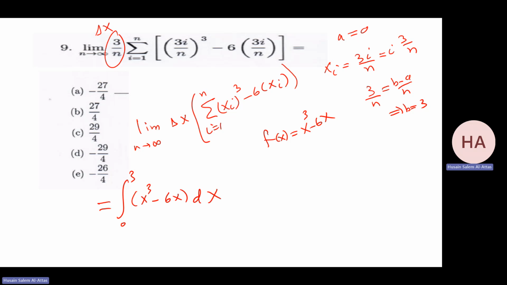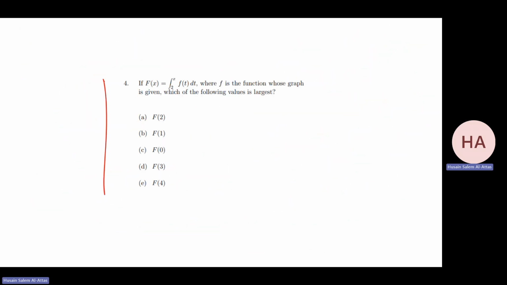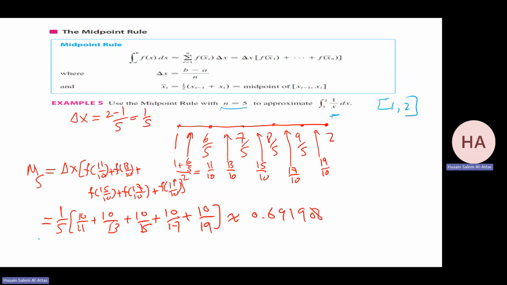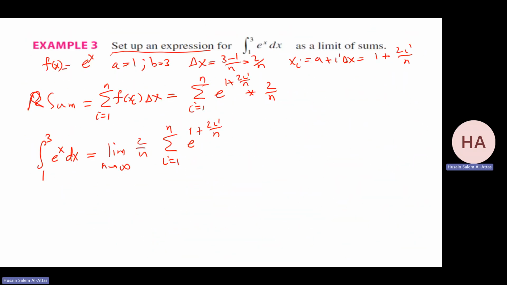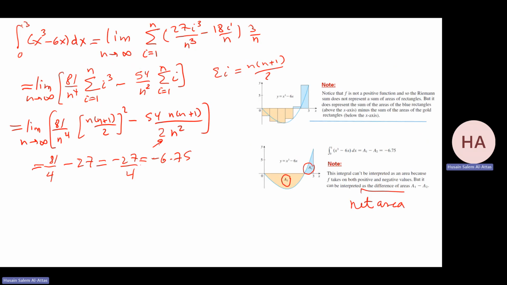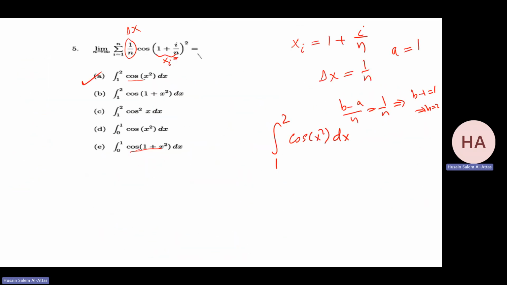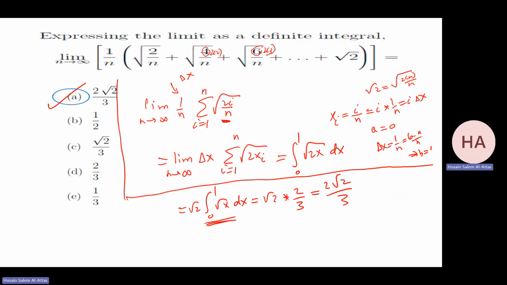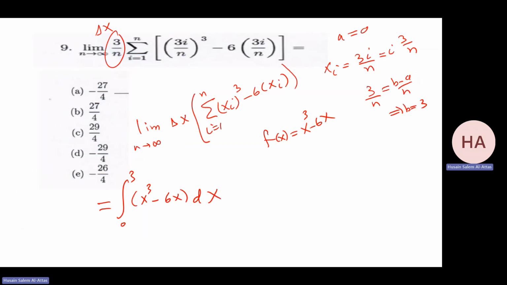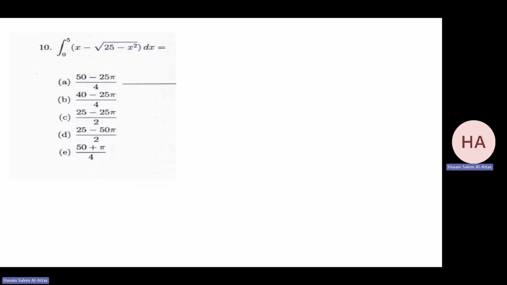By the way, we did it before, and the answer was found using this Riemann sum. But actually, in 5.4, we'll do it easier than that. Yeah, we did it somewhere, and we get minus 27 over 4. Or you can do it using 5.4, it would be very easy, just to integrate it easily. So the answer is minus 27 over 4.